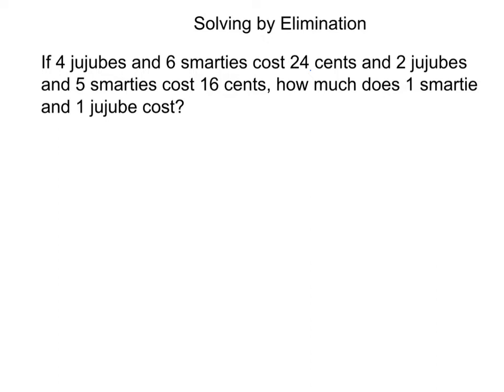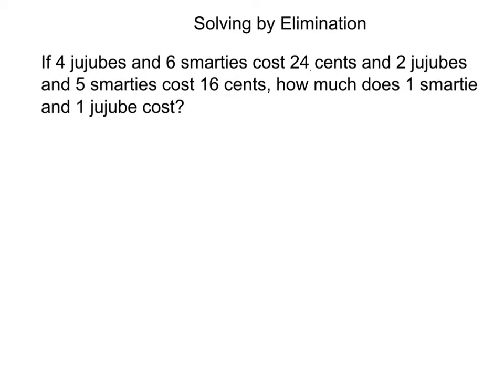Now, this question is asking me how I can solve for each one of these variables, the cost of a jujube and the cost of a Smartie. So I first have to set this up as two algebraic equations. I can use either my y equals mx plus b form or my standard form. In this case, I'm just going to do something close to standard form.